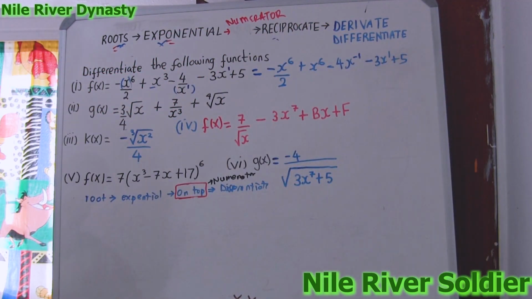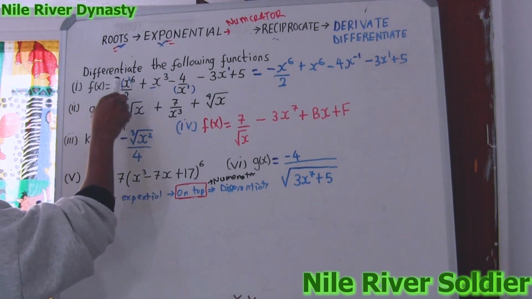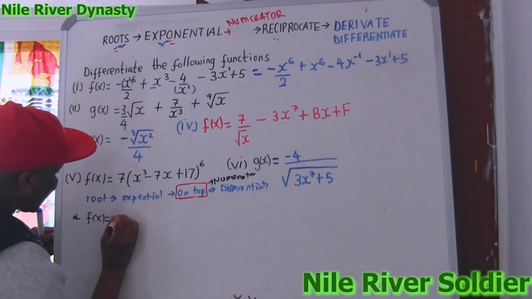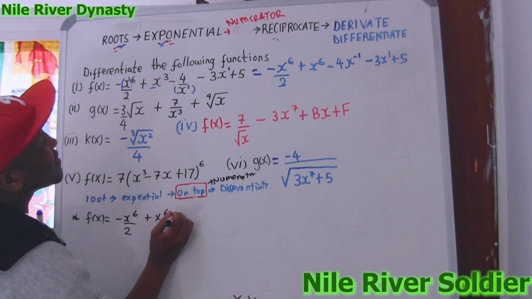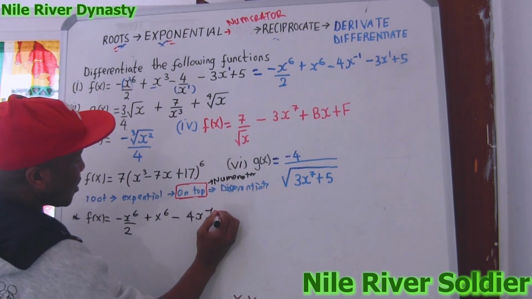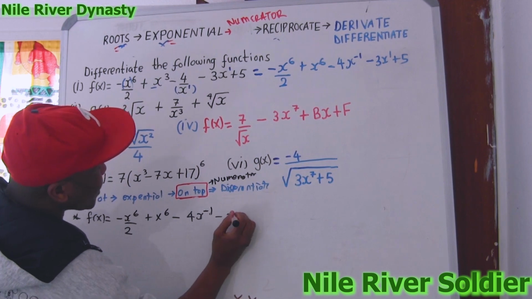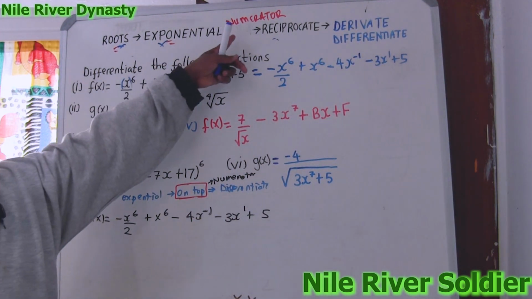Since the space is enough here, I can do it here. So now f of x, let me rewrite again. f of x now is negative x power 6 over 2, and then plus x power 6, and then minus 4x power negative 1, and then minus 3x power 1, and then plus 5. Now we see everything is in the numerator.